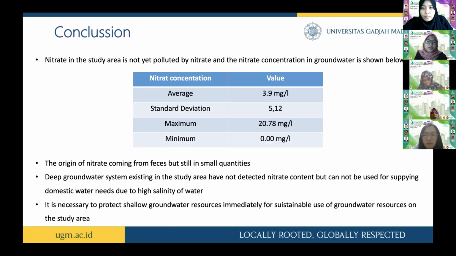And then the deep groundwater system existing in the study area has not detected nitrate content, but cannot be used for supplying domestic water needs due to the high salinity of the water. I mean in stations 32 and 33. And then the last is, it is necessary to protect shallow groundwater resources immediately for sustainable use of the groundwater resources found in the study area.